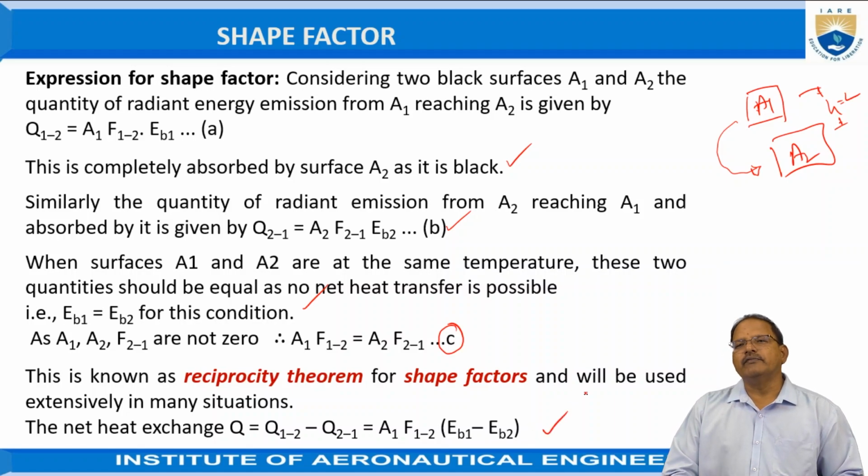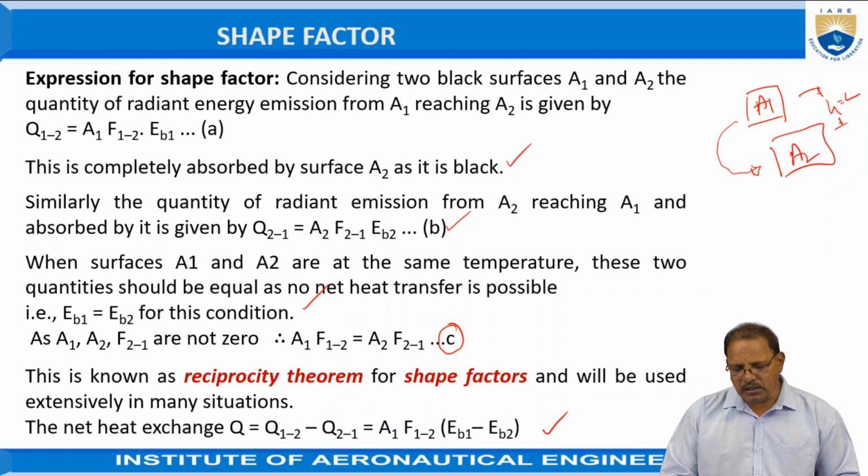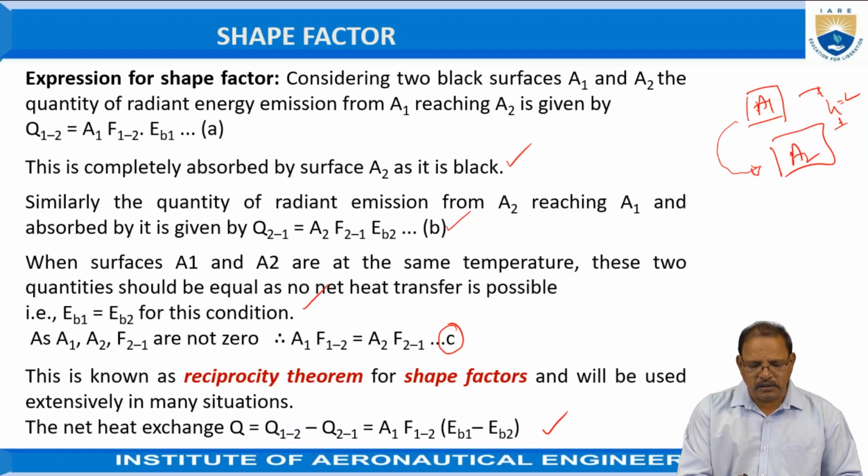If the two bodies are at different temperatures, the net energy, according to these equations, flows from the body at higher temperature to the body at lower temperature. Hence, the net energy received by the body at lower temperature is given by Q12 minus Q21.